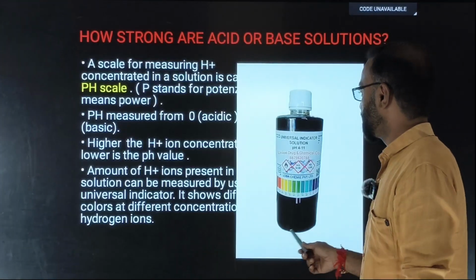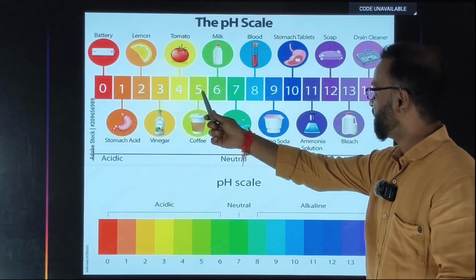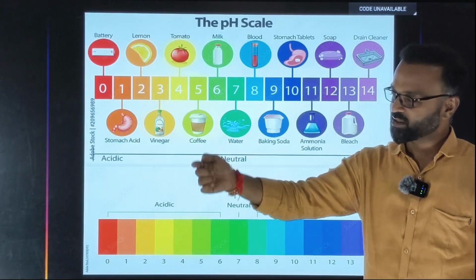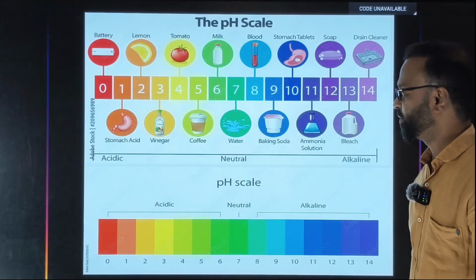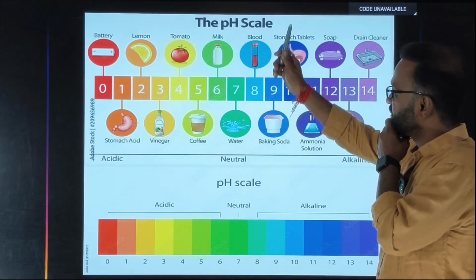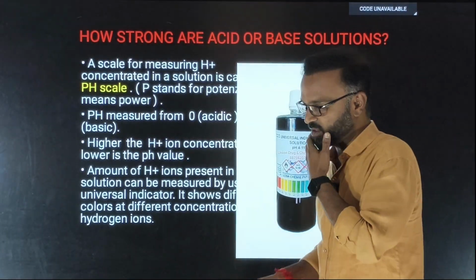I'll show you. Let us try to understand that. This is how the pH scale will look. Scale means it will not be this big. A very small strip-like structure will be there. When I do the activities, you will come to know that for sure. Now, before that, let us understand the definition of pH.